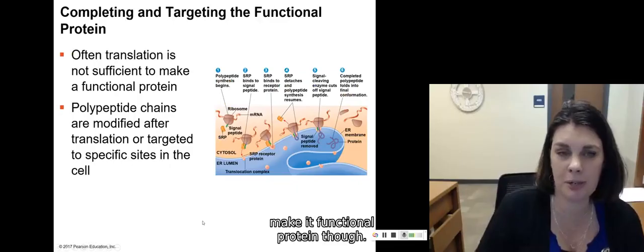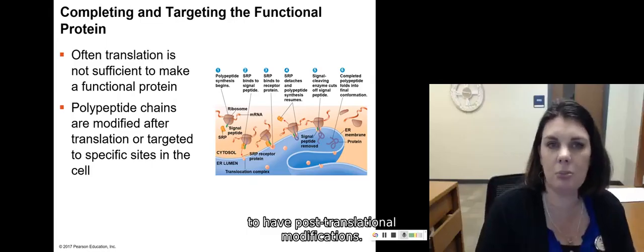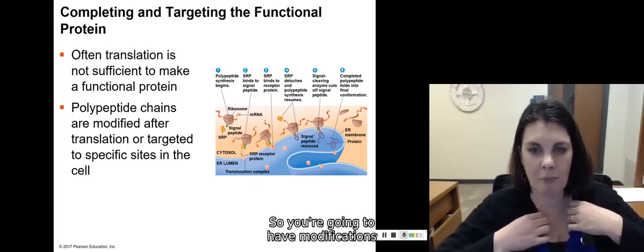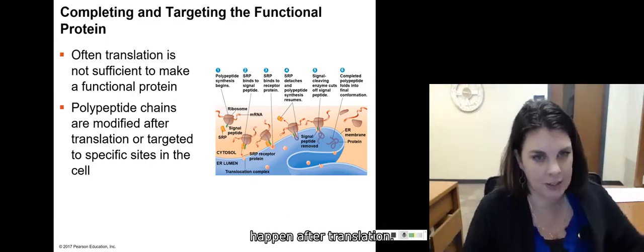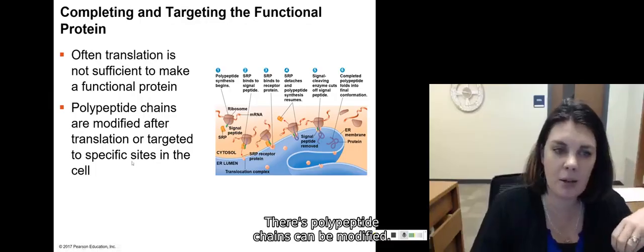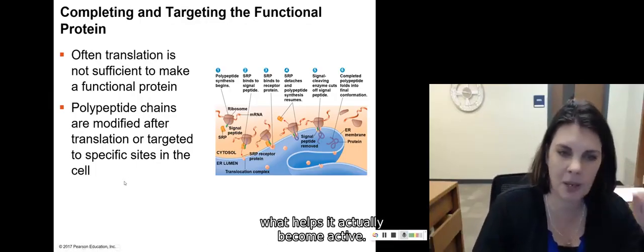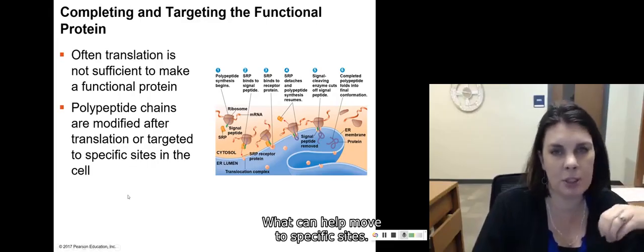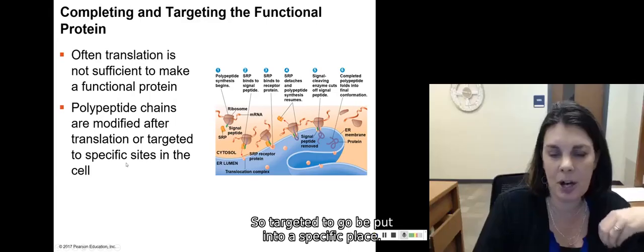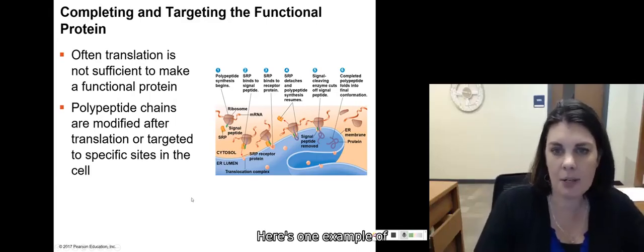Translation is often not enough to make a functional protein, though. Afterwards, you often have to have post-translational modifications. So you're going to have modifications happen after translation. Those polypeptide chains can be modified, and often that modification is what helps it actually become active, or it can help it move to specific sites. So target it to go be put into a specific place.